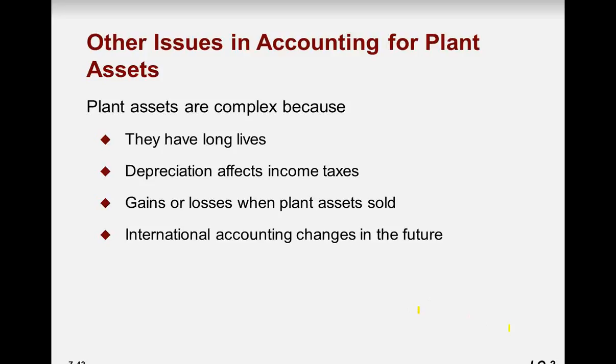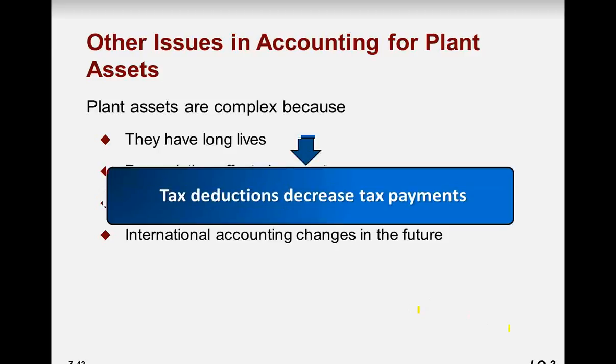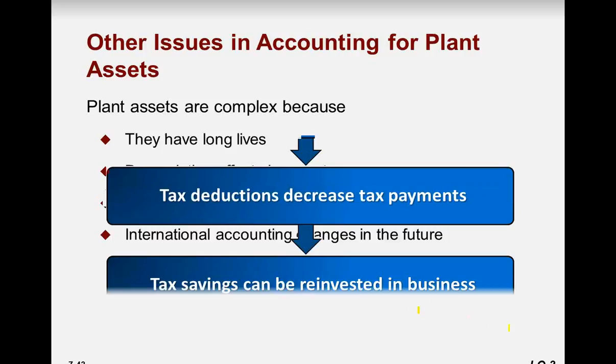So accelerated depreciation provides the fastest tax deductions. Tax deductions decrease tax payments. We should be understanding that. And tax savings can be reinvested in the business. So if I don't spend $8,000 on my taxes, then I have $8,000 more to buy something else with, or to improve something in the business.